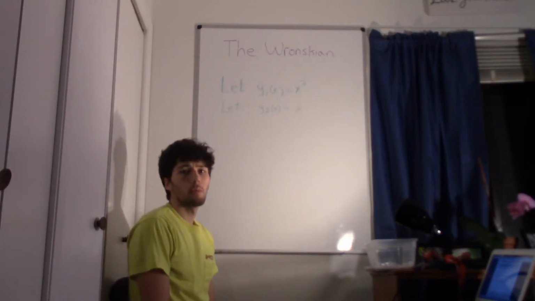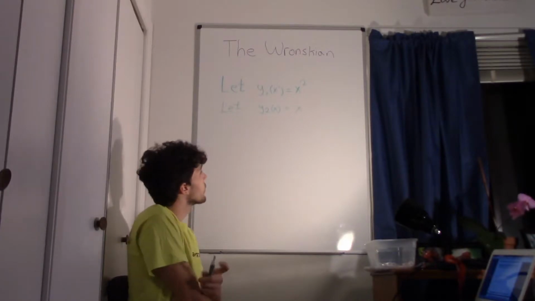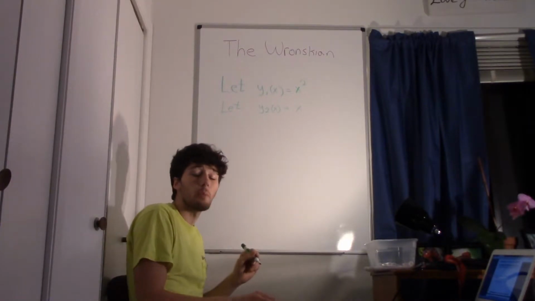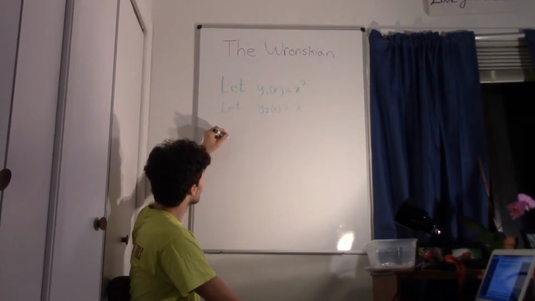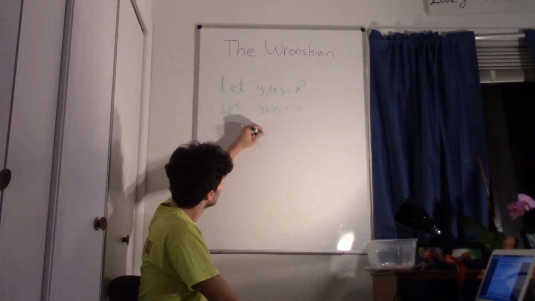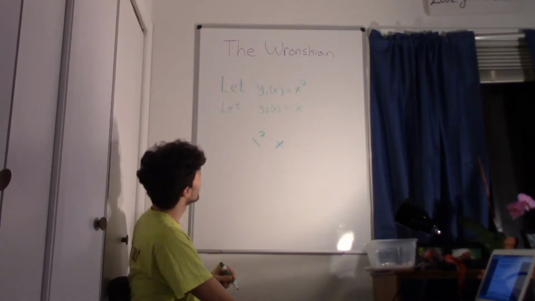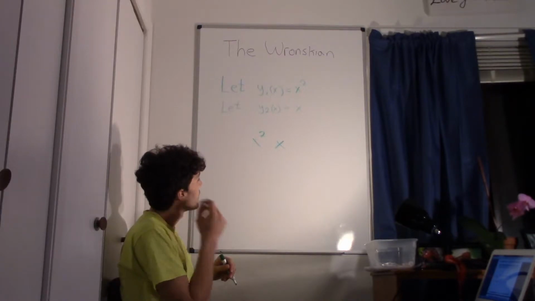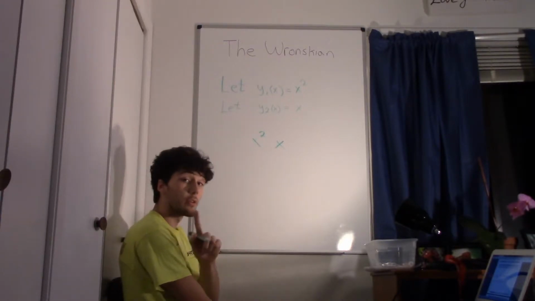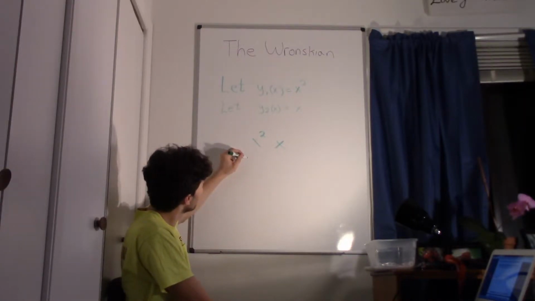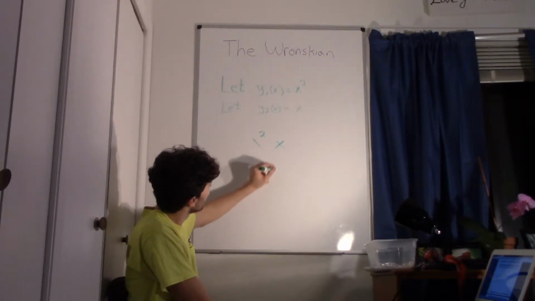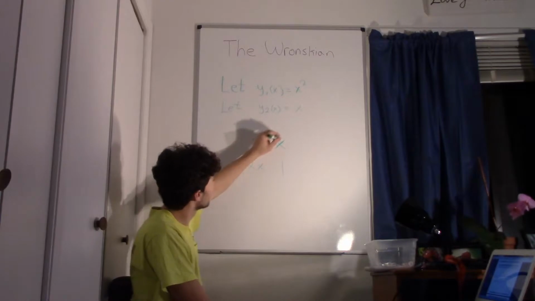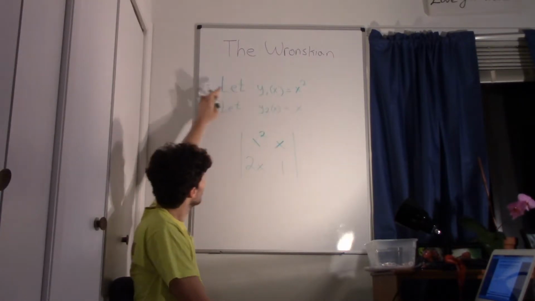For our first example, we have two functions, x squared and x, and to find the Wronskian of that, we are going to put it into a matrix. The matrix will consist of x squared and x. Because we only have two functions, n is 2, so it's n-1 and we're only going to take one derivative. We're only going to take the first derivative of each, so we have 2x and 1. That is our 2x2 matrix that represents these two functions.